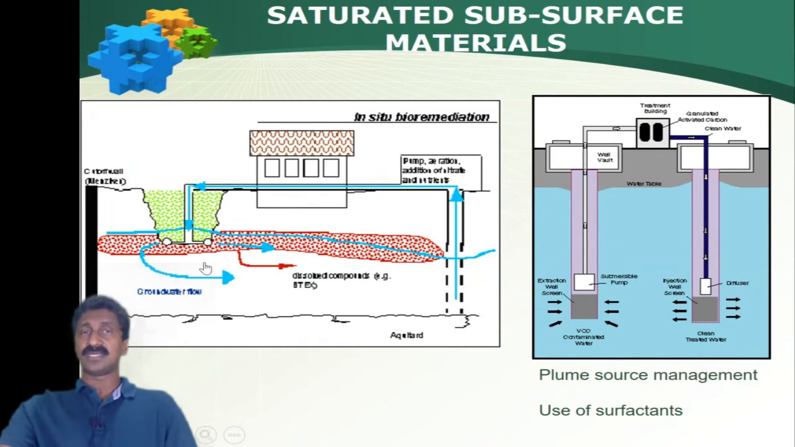In this case, the site is heavily contaminated, and the contaminants will leach out into the aquifer, and you can take them out along with the water from the aquifer. These contaminants can be taken to the treatment site, treated, and circulated back. So this is the schematic representation of plume source management for the subsurface materials.